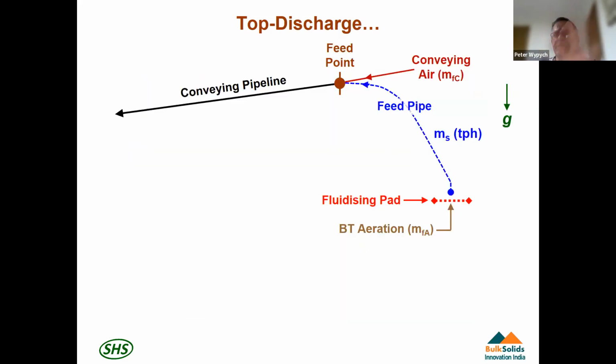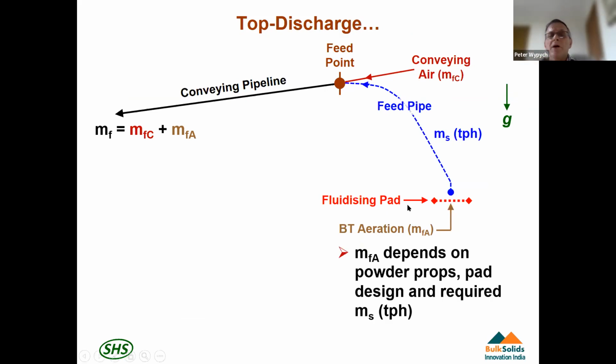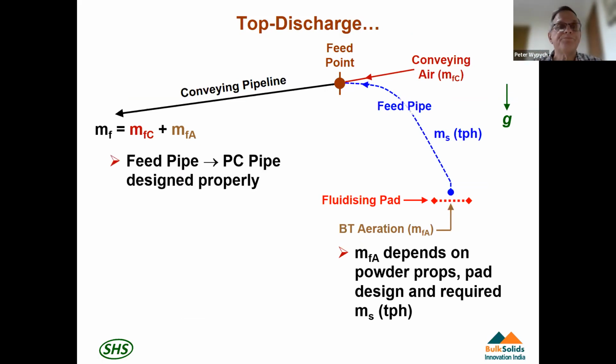So, simplifying those various flow paths, we've got the conveying air at the top here, your blow tank aeration air, and your conveying air. So what goes through the conveying line is the addition of those two airflows that I mentioned. That blow tank aeration air does depend on your powder properties, your pad design, and pad material, and the required feed rate that you need.